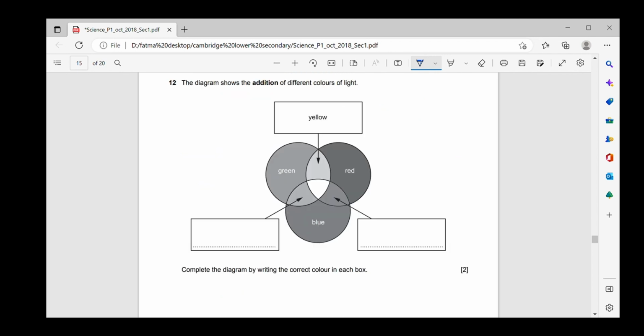Question number 12. The diagram shows the addition of different colors of light. Here we have in between green and blue, and here in between blue and red. So what's the color here? Great, the color here is cyan. And between the blue and red, the color is magenta.